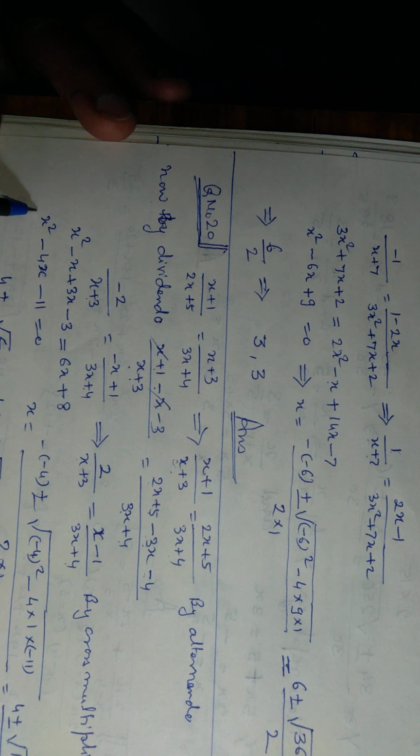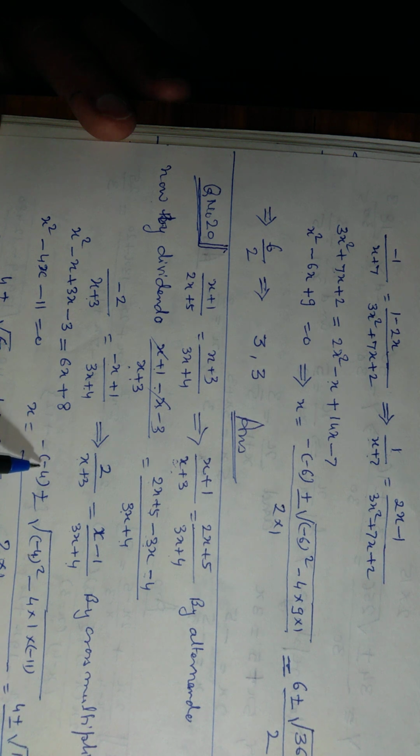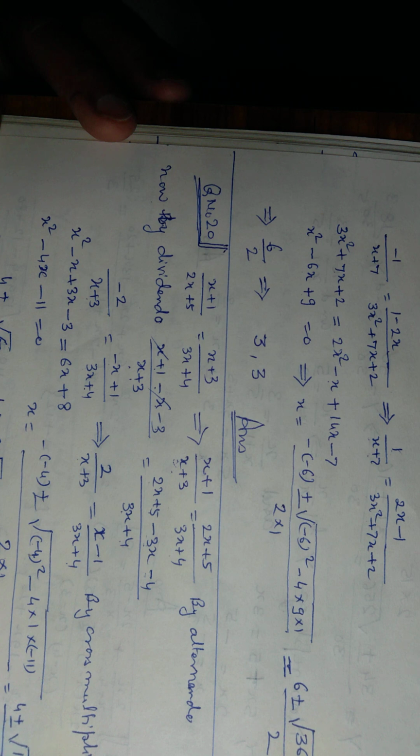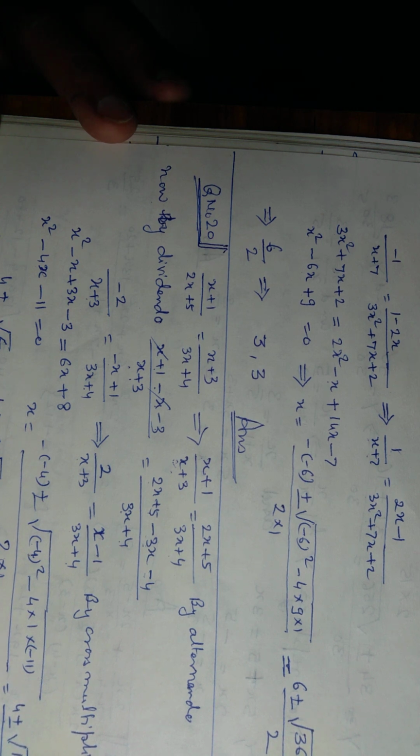This is the standard form of the quadratic equation. Now x will be equal to minus, inside the bracket you write down minus 4 plus minus root minus 4 whole square minus 4 into 1 into minus 11, whole divided by 2 into 1. You see, after solving it, 4 plus minus root 16 plus 44.